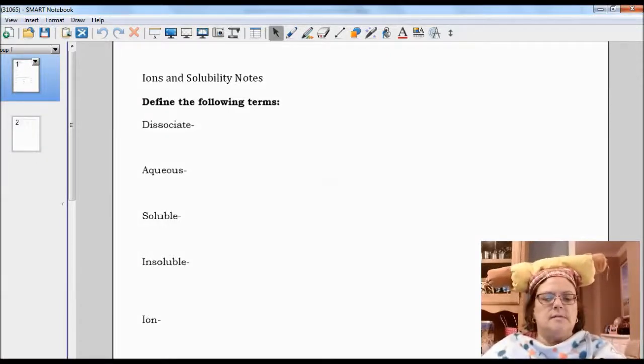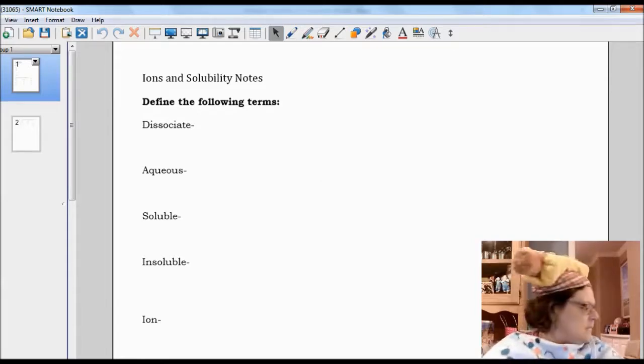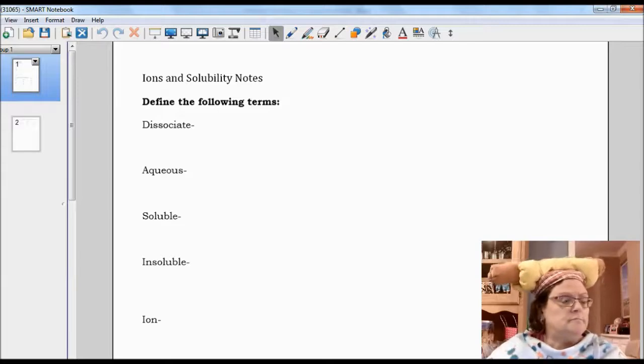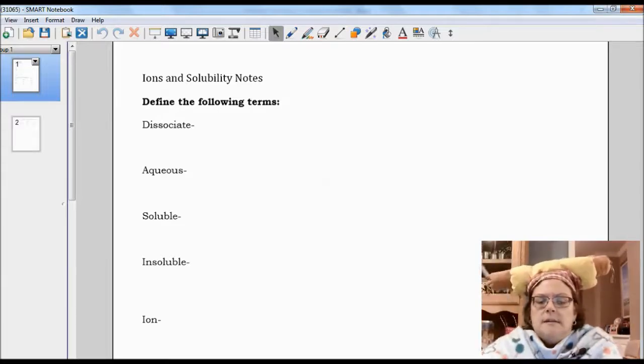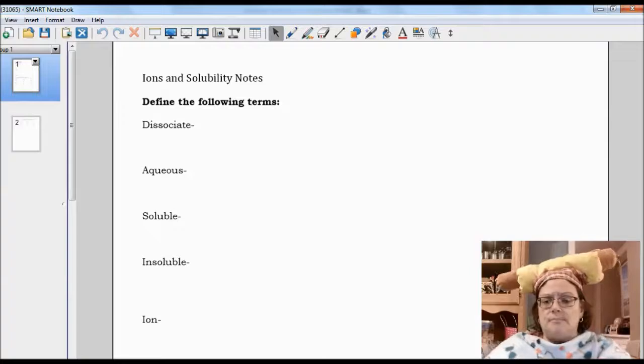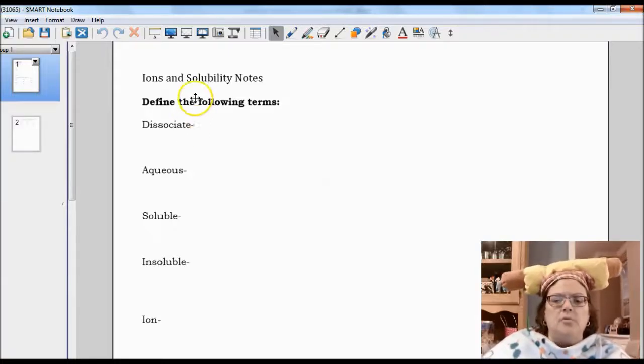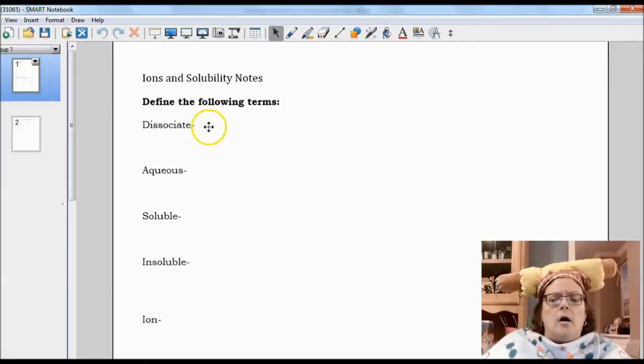And here we are again with some notes on ions and solubility. This is page 15 in your note packet. What we're going to talk about today is a little bit about solutions. A solution is any kind of well-mixed mixture, but in this case we're talking about a liquid solution. And we're talking about different substances that we put into the solution and what happens to them. All of these things that we're talking about are going to be ionic solids.